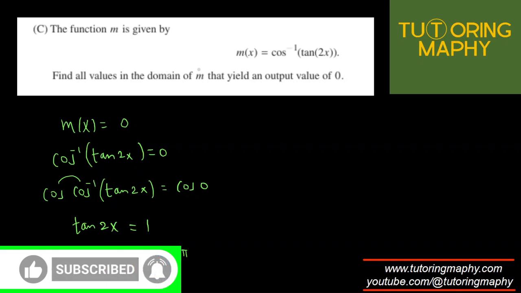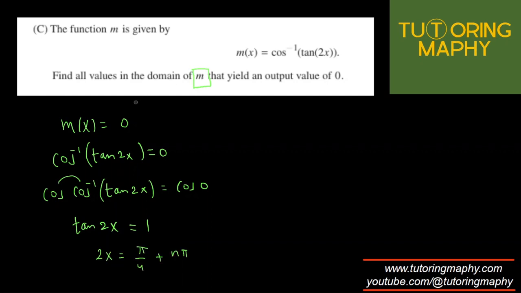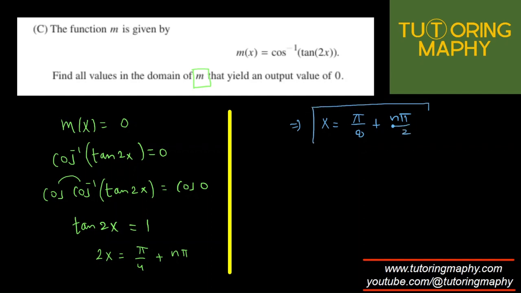Okay, but keep in mind that this should be in the domain of M. I'll talk about it. So I'm going to divide both sides by 2 over here because that is what I need to isolate x after all. So dividing both sides by 2, I will get x is equal to pi over 8 plus n pi over 2. And I think this is the answer.